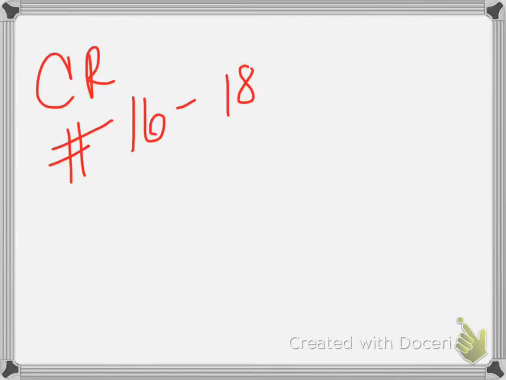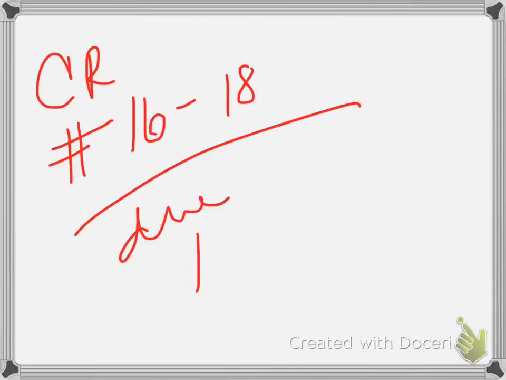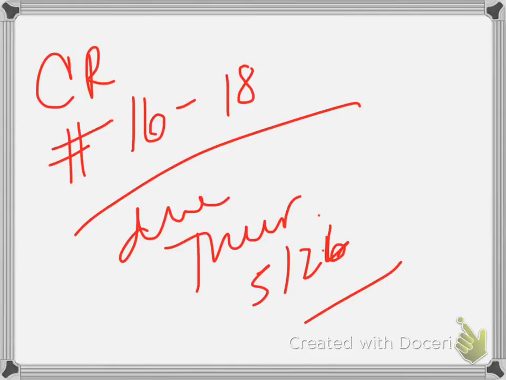So chapter review number 16 through 18 are the assignment for this, and that is all parts, and including 18, it's a good challenging problem. It's got some additional stuff. So we will be grading, I won't be here Friday. So we're going to grade and discuss tomorrow. And then you'll have a quiz on this on Friday. Yes, ma'am. Okay, so 16 through 18, due Thursday, 5/26, that's tomorrow. Okay, get to work.